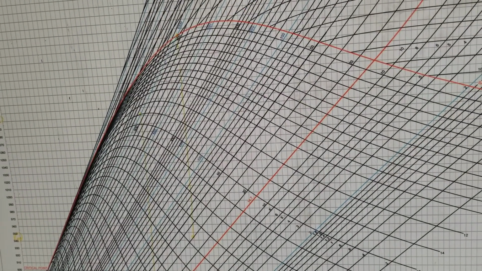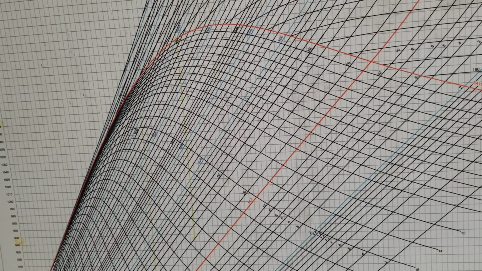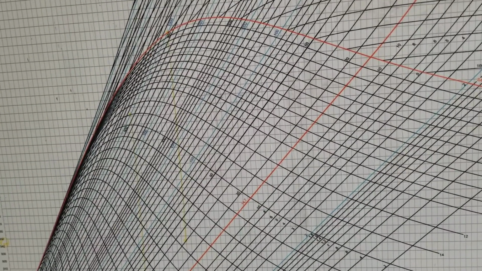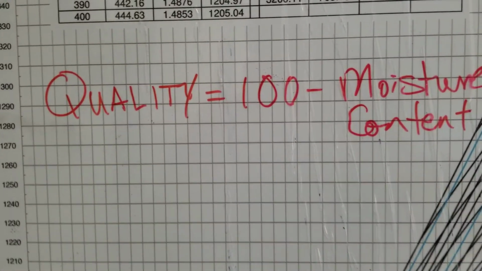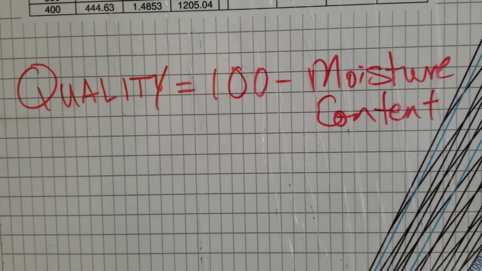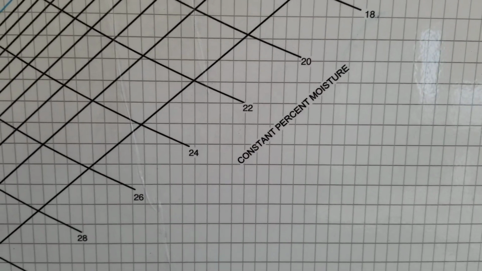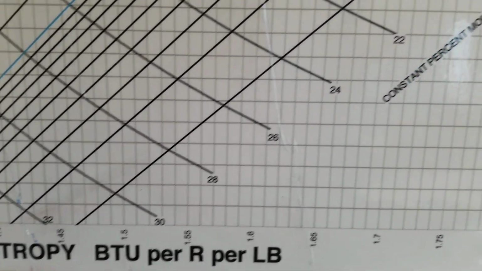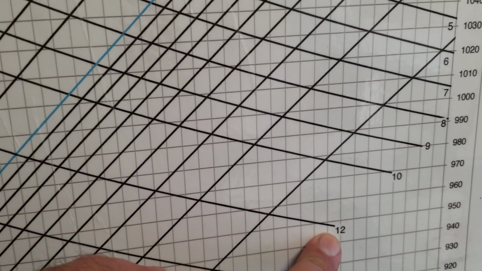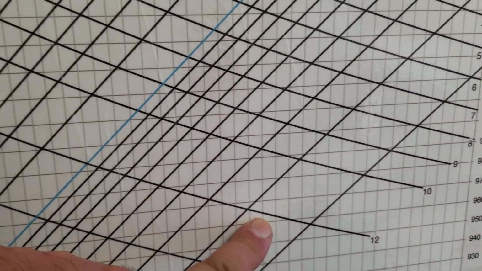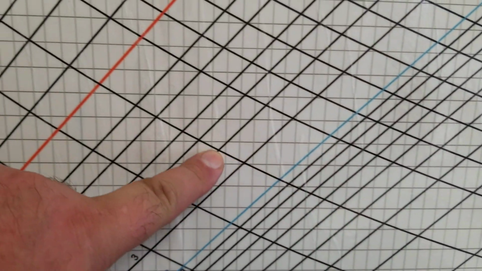Hi, let's work through a problem on the Mollier diagram where we find the quality of steam. One thing to remember is quality of the steam equals 100 minus the percent moisture content. So when you're looking at your Mollier diagram, there are constant percent moisture lines running all the way up through your diagram. Now these lines, like this 12% constant moisture line, cross all of your enthalpy lines and your pressure lines.